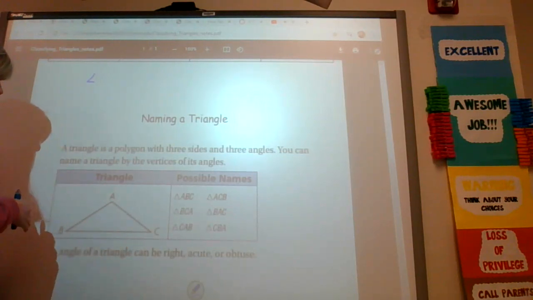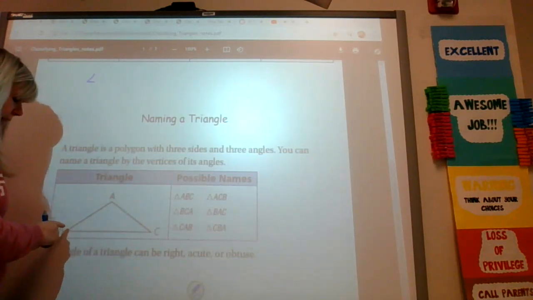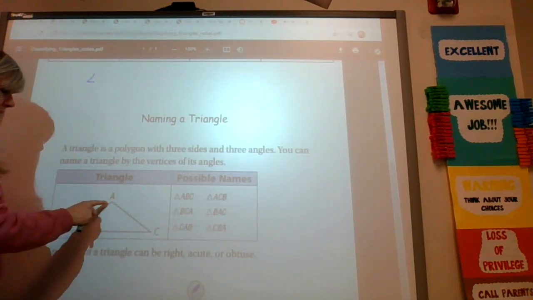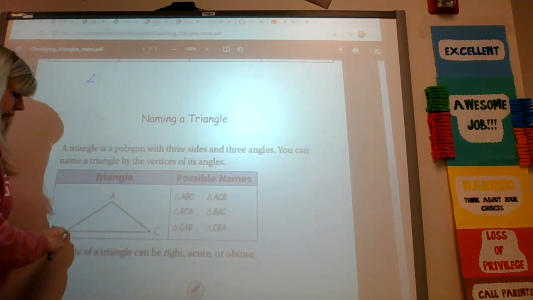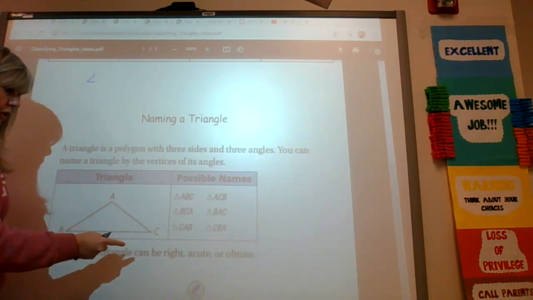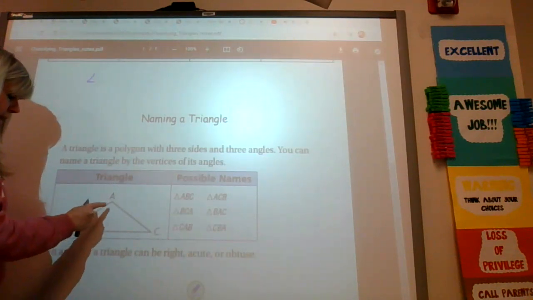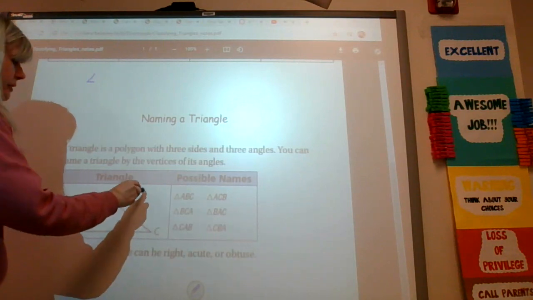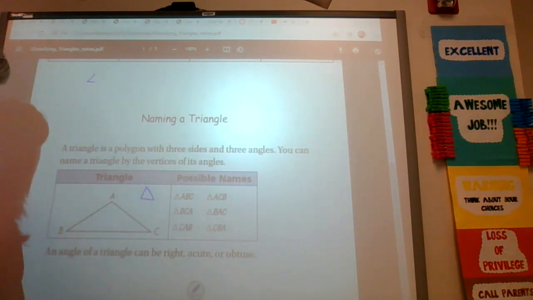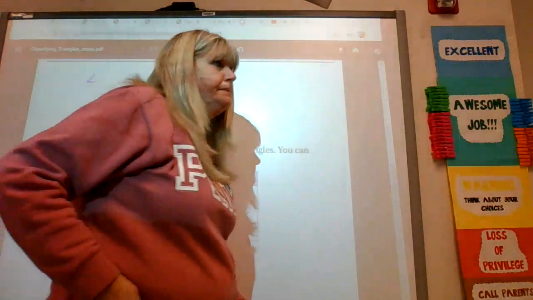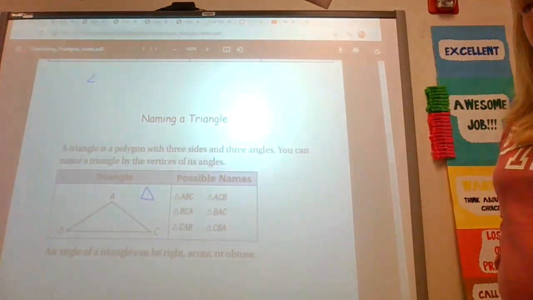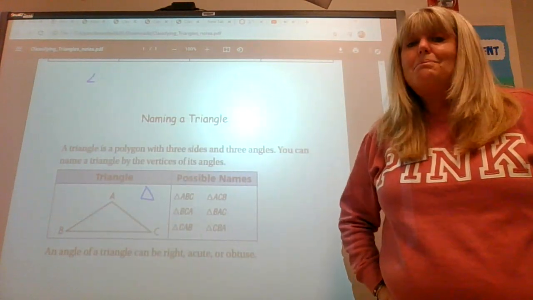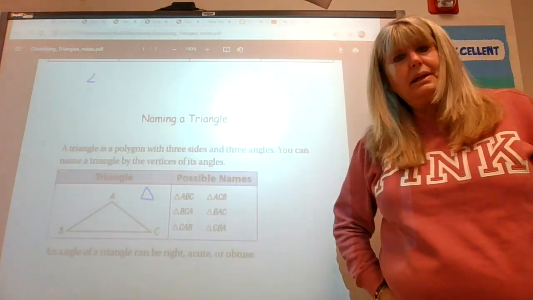So you can start anywhere you want to on here, but you're going to name all three of them at the same time. So this is BAC, ACB, CBA, or you're going backwards, CAB, ABC, or BCA. And you put the little triangle sign right in front of it. An angle or a triangle, remember, can either be an acute, it can be an obtuse, or it can be right. But it is named by its prominent angle.